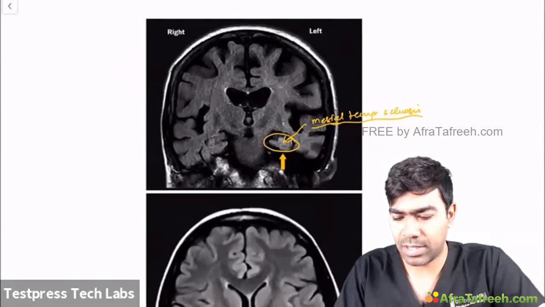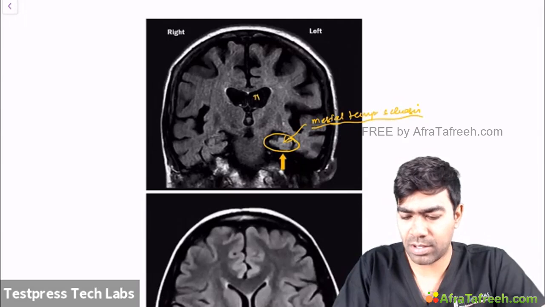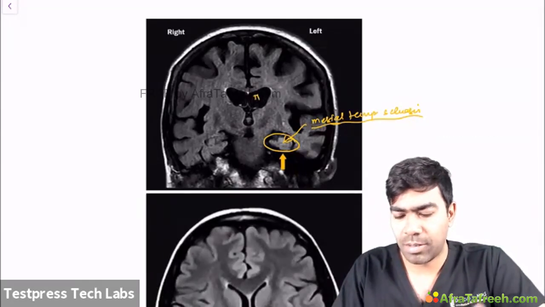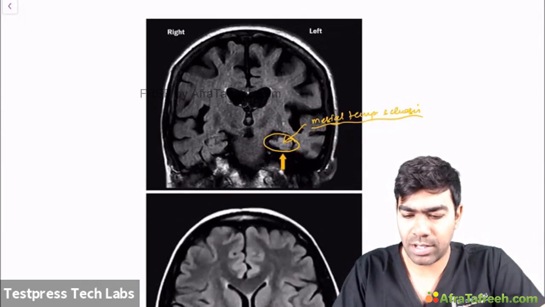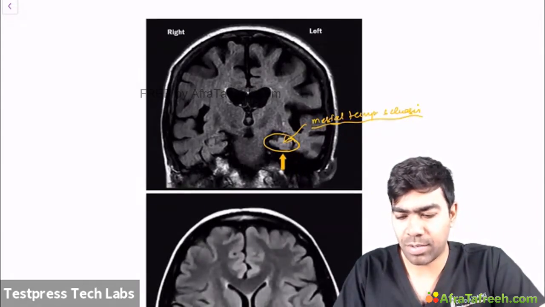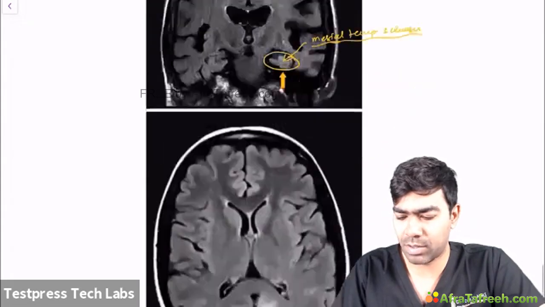This is basically a T1 weighted MRI. You can see that the CSF is black, so it's basically a T1 weighted MRI, where you can see this kind of sclerotic appearance on the medial side of the temporal lobe. This is an example of a mesial temporal sclerosis.